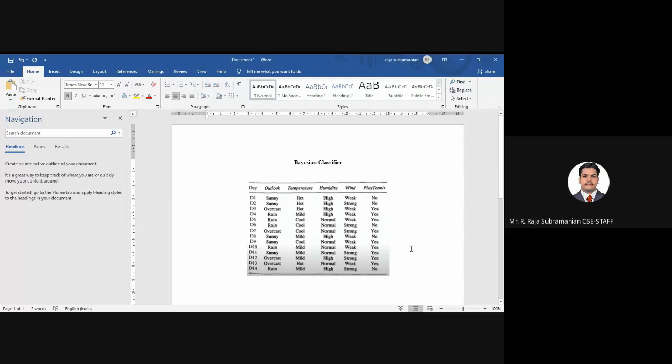We have already seen KNN classifier. Next, we came into decision tree classifier. Third, what we are going to do is the Bayesian classifier. Right? We have already seen the Bayesian theorem, the Bayesian conditional probability, everything.